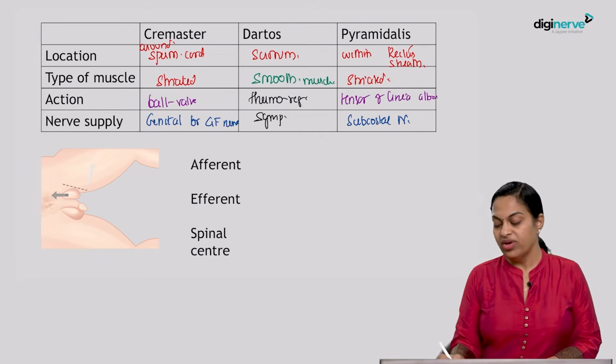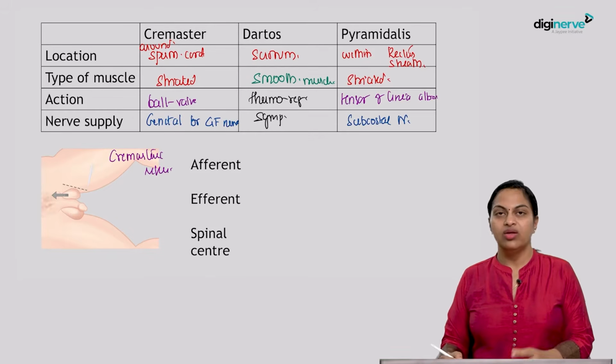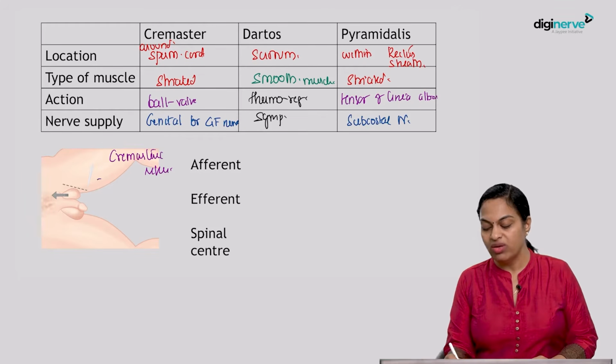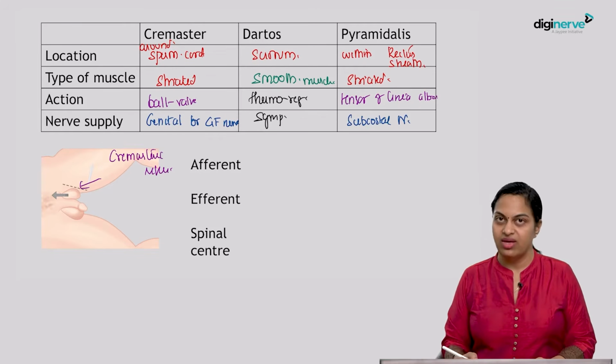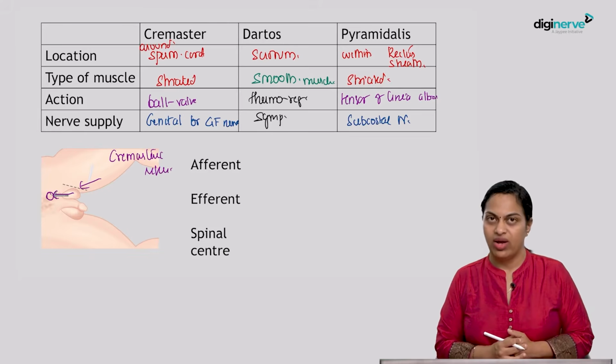So what is shown here is the cremasteric reflex. What is the cremasteric reflex? In newborn babies, or in adults also, if we stroke the medial aspect of the thigh, we can see that the testis on that side moves up to occlude the superficial inguinal ring.